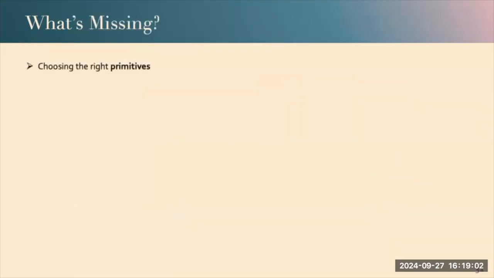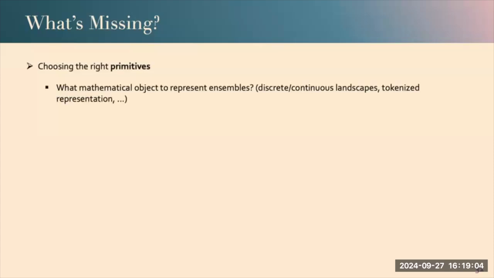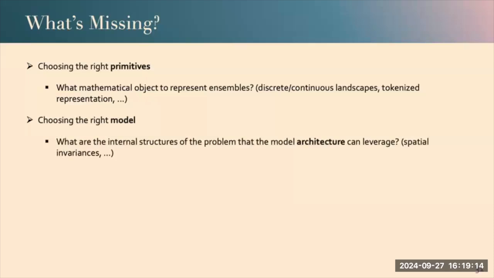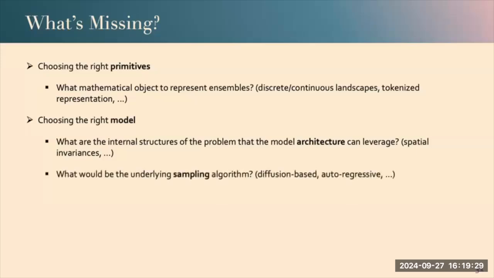Now, what's missing towards that? We said that we have to choose the right primitive, so the right mathematical object, I think, to represent those ensembles. We also have to choose the right model, which entails two things. First, the architecture. When you think about the architecture of the model, I think this boils down to what are the invariances or equivariances that you know exist and that you want your model to have by construction. And also, what's the sampling algorithm that you want to use? Do you want to use something that's diffusion-based, autoregressive, or a mix of both, something completely different?